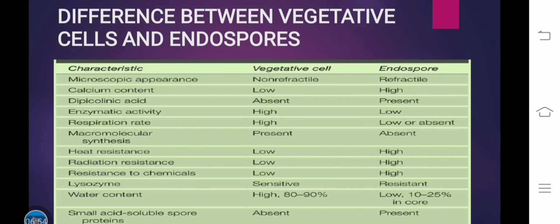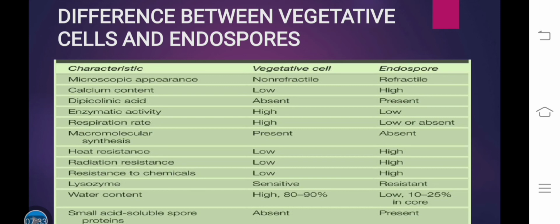Now let's see the difference between vegetative cells and endospores. Microscopic appearance of the vegetative cell is non-refractile and the endospore is refractile. Calcium content in the vegetative cell is low. Calcium content in the endospore is high. Dipicolinic acid in the vegetative cell is absent. Dipicolinic acid is present in the endospore. Enzymatic activity is high in vegetative cells. Enzymatic activity is low in endospores.